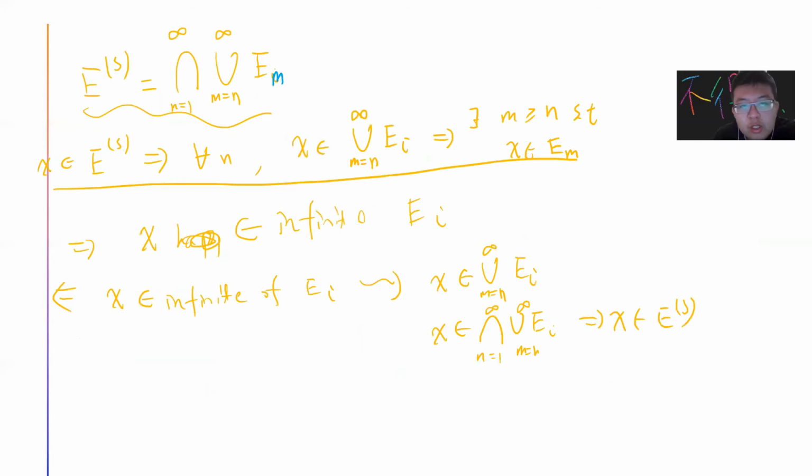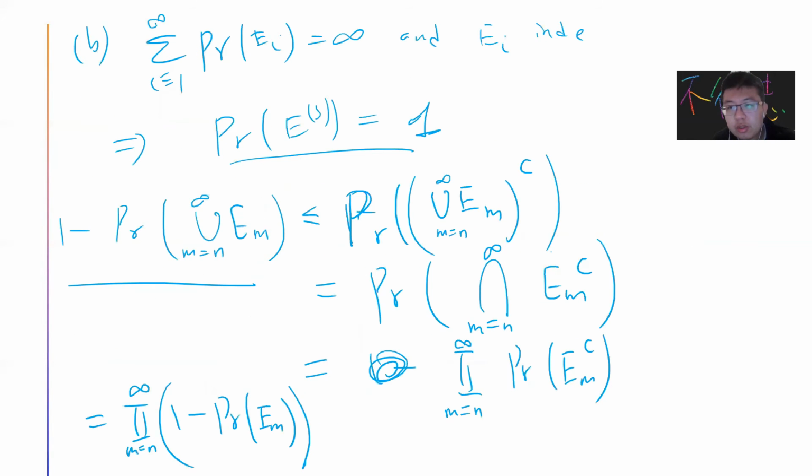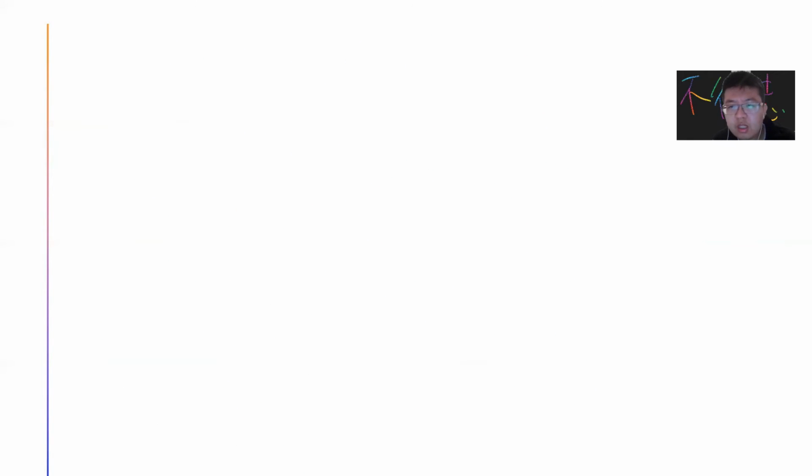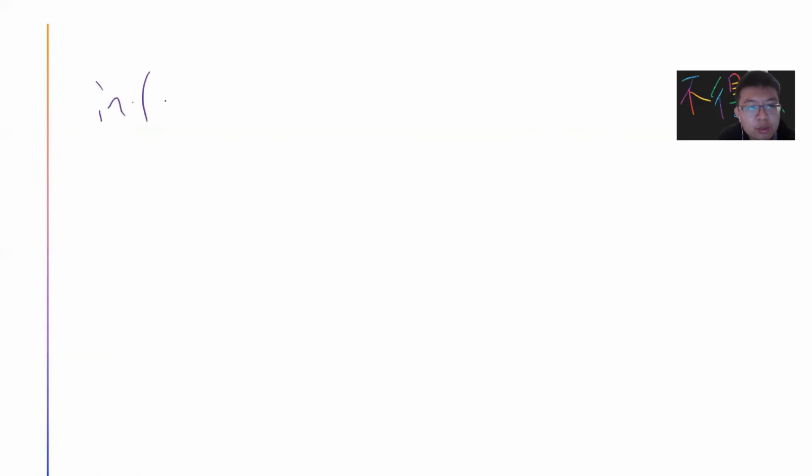So we proved the two Borel-Cantelli lemmas. One is that if the sum is finite, the probability that infinitely many events happen is 0. The second is that if the sum is infinite and the events are independent, then you can prove that infinitely many of them happen. From here one can conclude the so-called infinite monkey theorem.